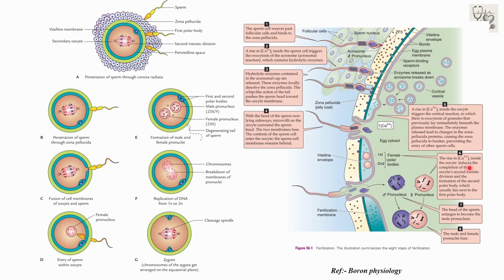Now the rise in calcium ion concentration inside the oocyte induces the completion of the second meiotic division and the formation of the second polar body, which lies next to the first polar body. Now the head of the sperm enlarges to become the male pronucleus. The male and female pronuclei fuse. This is all about the summary of fertilization.